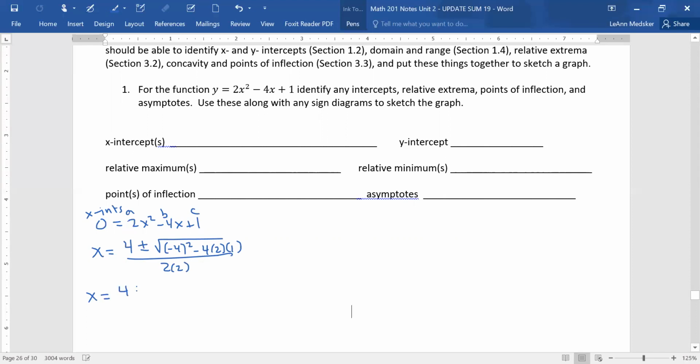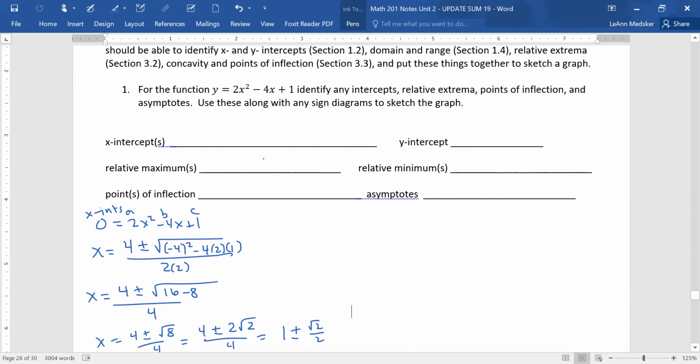And this would be 4 plus or minus the square root of 16 minus 8 all over 4. I can keep working this out. That's going to be square root of 8. Square root of 8 reduces. That would be a 2 on the square root of 2. And then I can reduce this down into 1 plus or minus the square root of 2 over 2, because 4 divided by 4 is 1. 2 square root of 2 divided by 4 is just the square root of 2 over 2.